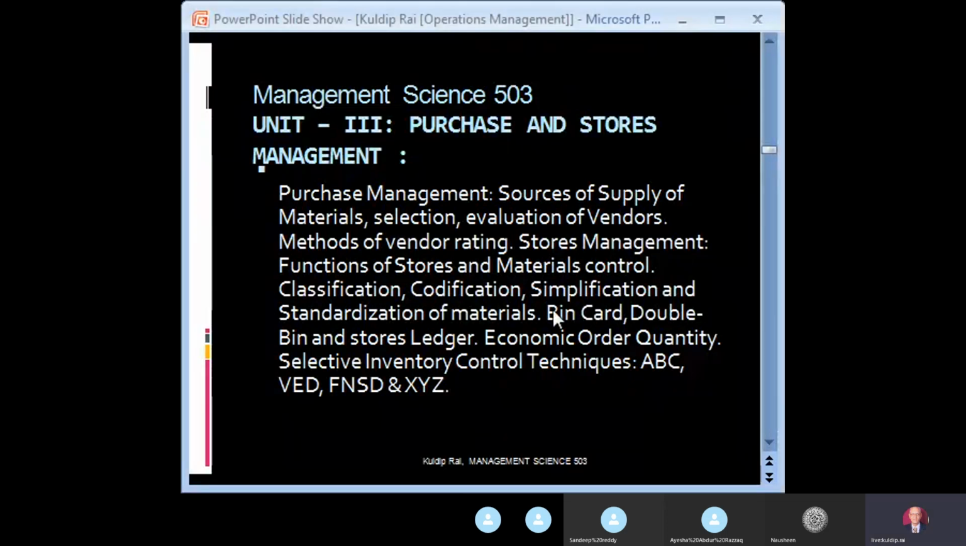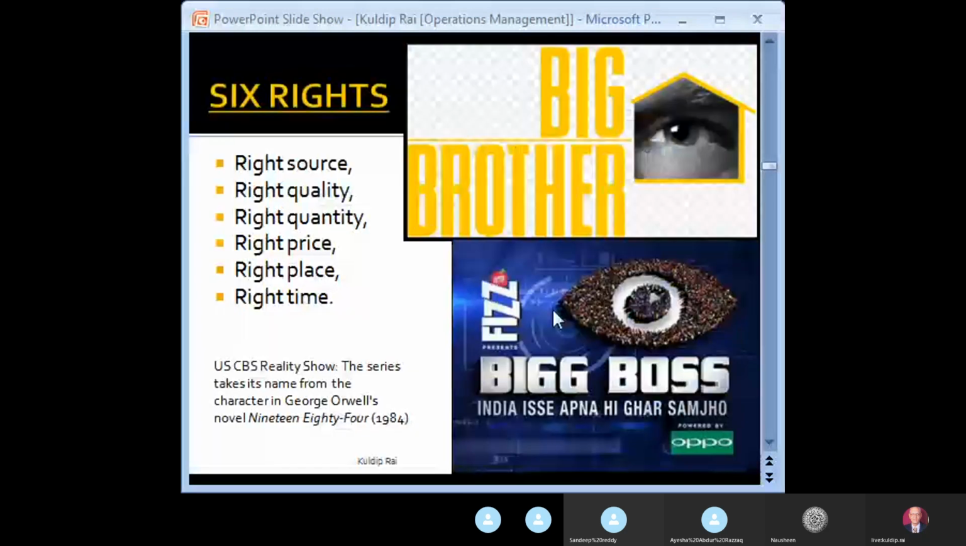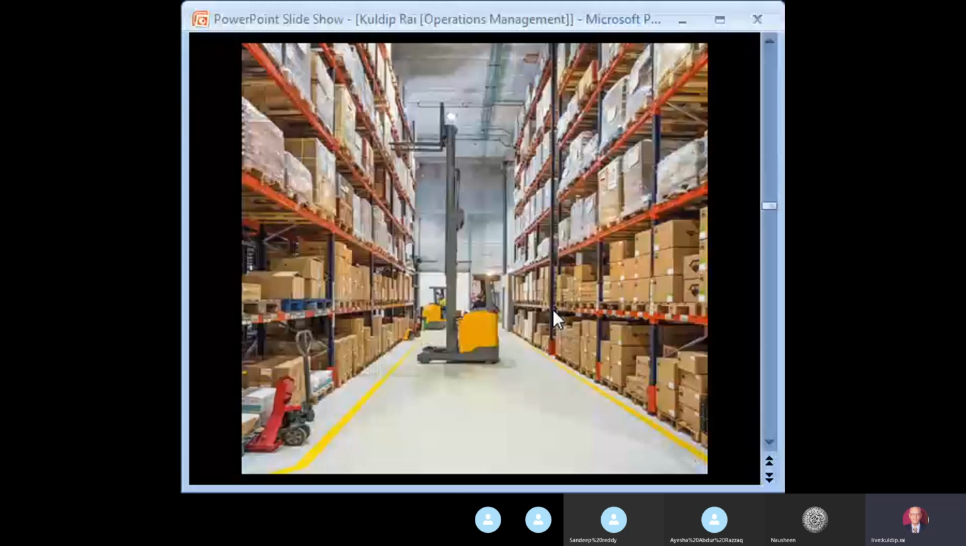So now I will show you some stores. What are you seeing on the screen now? This is a store in which so many materials are stocked. This is one rack. This is another rack. In this photograph, you are seeing only two racks. But in reality, this is a huge shed in which there may be 50 such racks. On each rack, there are so many levels.